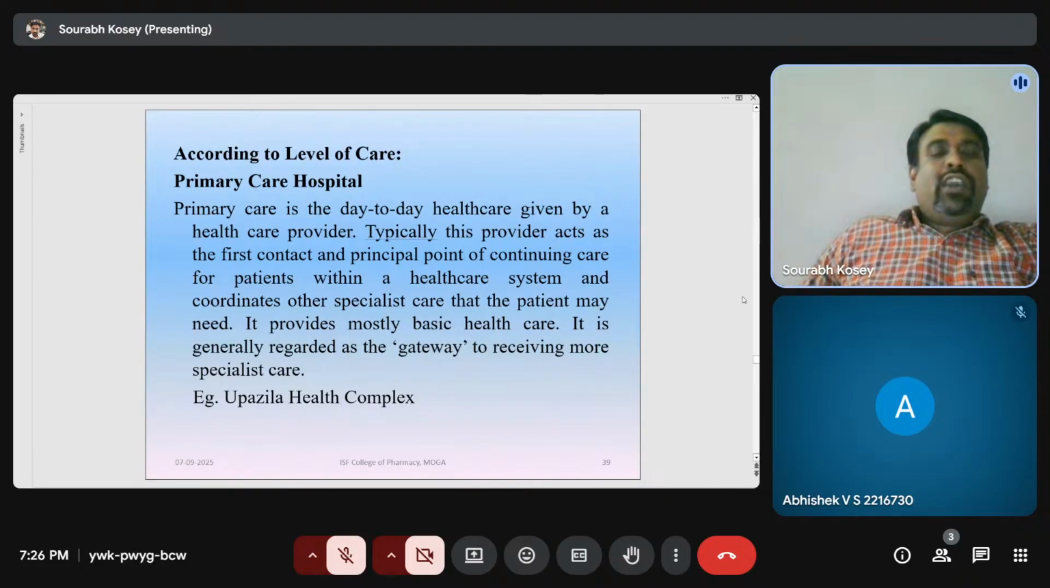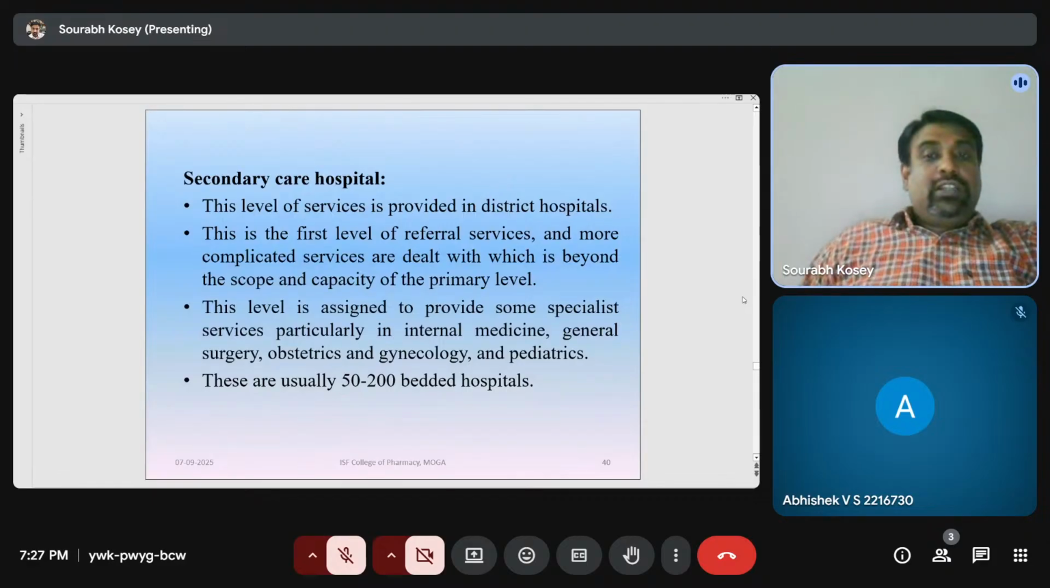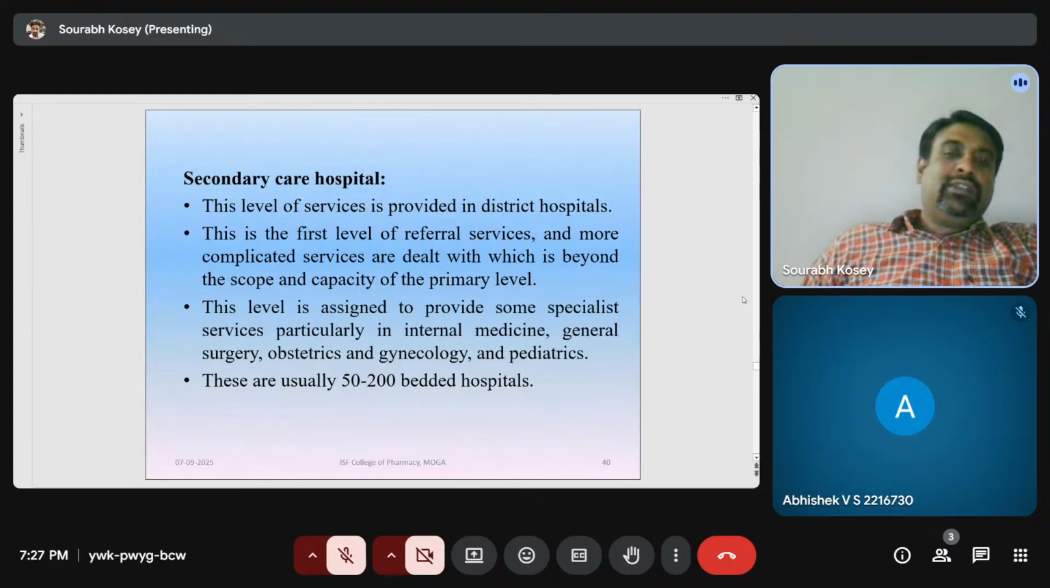According to the level of care, there are primary care hospitals, which give day-to-day healthcare through a healthcare provider. Typically, the provider acts as the first point of contact and principal point of continuing care for patients, like an Upazila Health Complex. Secondary care hospitals are district hospitals which provide this level of referral services. If the chronicity level is higher, the referral takes place for services beyond the scope and capacity of the primary level.